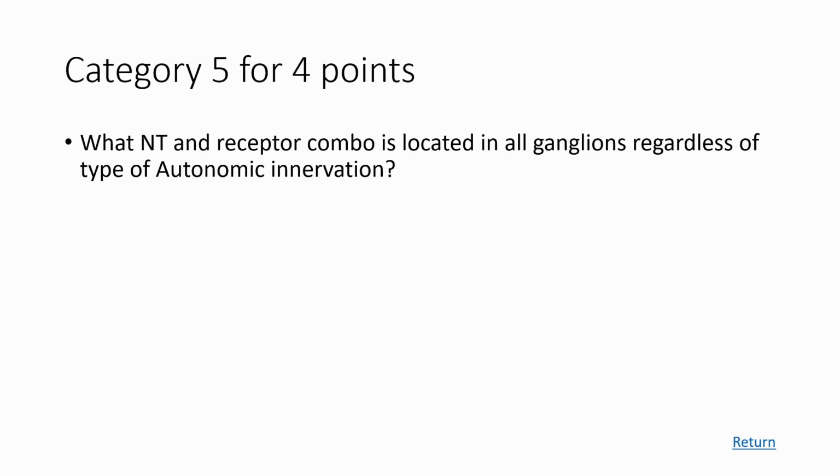Okay, what neurotransmitter and receptor combo is in all ganglions regardless of type of innervation? In all the ganglia. Acetylcholine to a nicotinic. They're in all the ganglia. After the ganglia in the sympathetic system, that's when you have the changes and the different ones that are released in the post-ganglionic synapse.